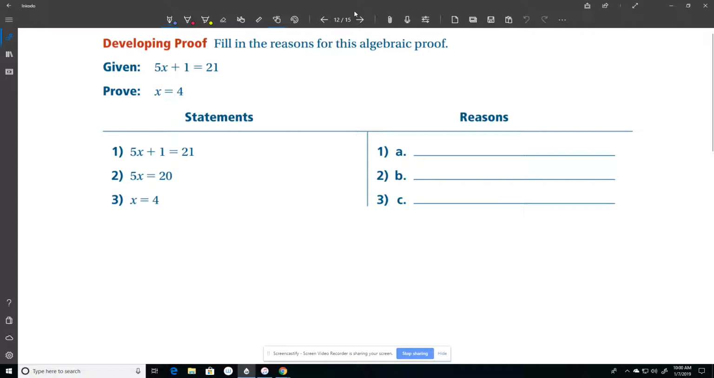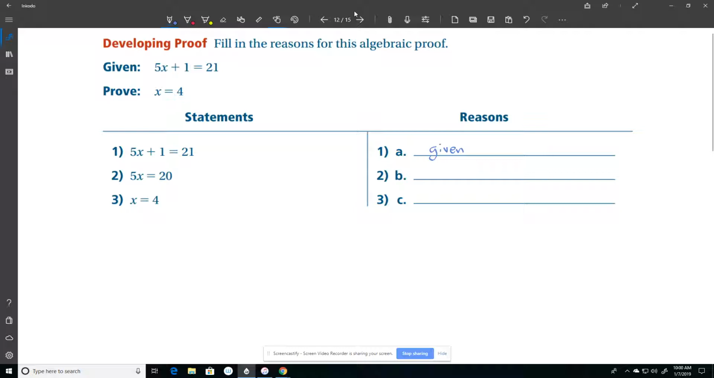All right, so we're going to start with a couple easy examples, and then you can move on to the homework. Today, for the most part, the math is going to be done for you. You just have to fill in what the reasons are. So if I'm given 5x plus 1 equals 21, that's just my given. That's information that it gave me. I didn't do anything mathematically to get it. So we call that the given.